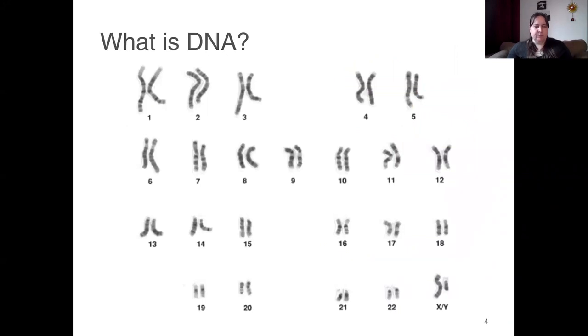So here is an example of what DNA looks like under an electron microscope. You'll notice that they're just numbered, starting with number 1, 2, 3, and so forth. And chromosome number 1 is just the largest, the longest. That's why it got the first number.